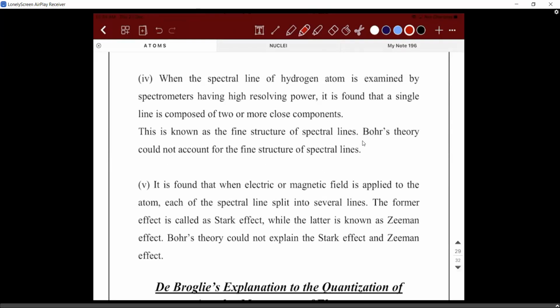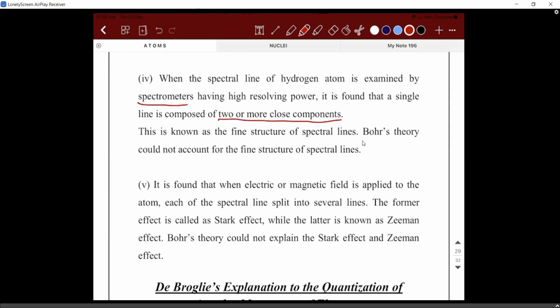Fourth point is, when the spectral line of the hydrogen atom is examined by spectrometers having high resolving power. Resolving power means it will be able to show you something with more clarity, like how you take your camera phone, a 13 megapixel and a 25 megapixel one, which is going to have more resolution. The 25 megapixel one, because of its high resolving power, can bring the pixels close, right? That is in terms of a camera. In a similar way, if you have a spectrometer with high resolving power, which can show you something with more clarity, you find that a single line is composed of two or more close components.